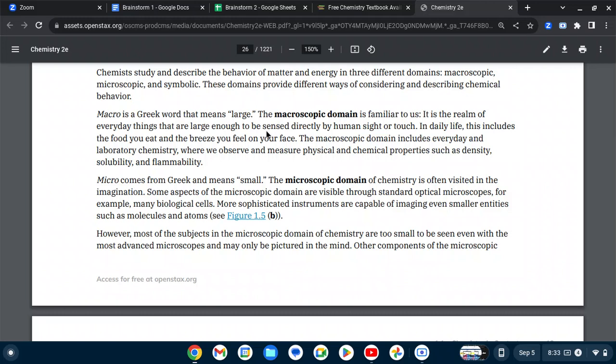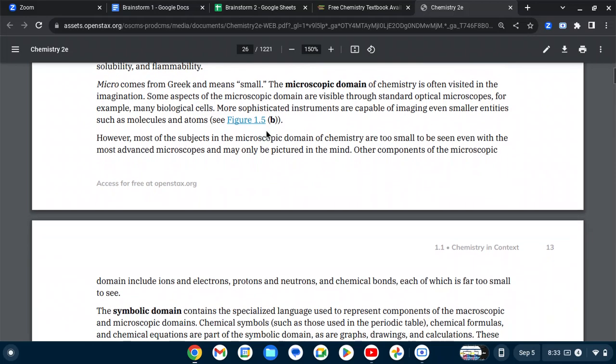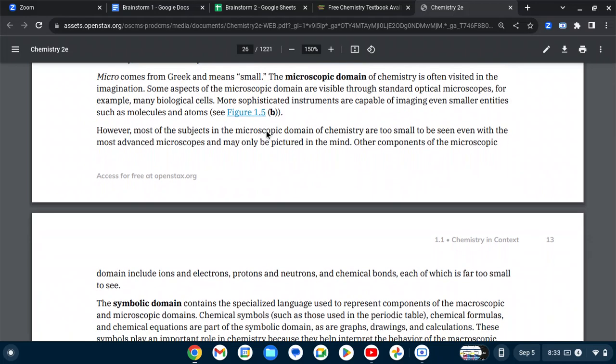The macroscopic domain includes everyday and laboratory chemistry, where we observe and measure physical and chemical properties such as density, solubility, and flammability. Micro comes from the Greek and means small. The microscopic domain of chemistry is often visited in the imagination. Some aspects of the microscopic domain are visible through standard optical microscopes, for example, many biological cells. More sophisticated instruments are capable of imaging even smaller entities such as molecules and atoms. However, most of the subjects in the microscopic domain of chemistry are too small to be seen even with the most advanced microscopes, and may only be pictured in the mind.